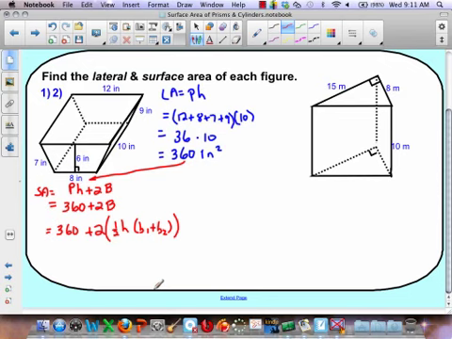Okay, and by the way, what's 2 times 1/2? They cancel out. So I have 360 plus 6 times. Now what are my 2 bases? 12 and 8. So what's 12 plus 8? 20. What's 20 times 6? 120 plus 360? 480 square inches.